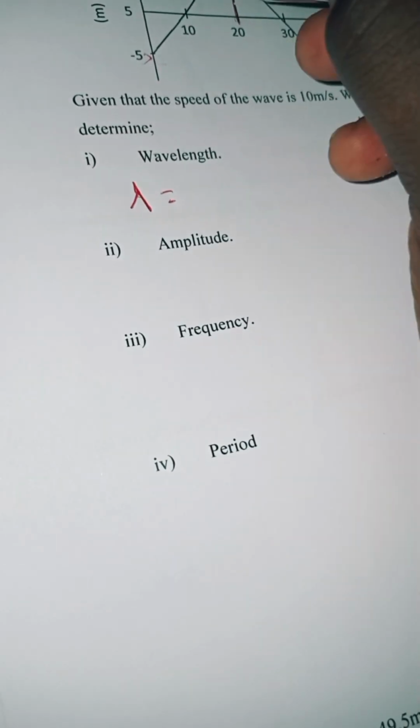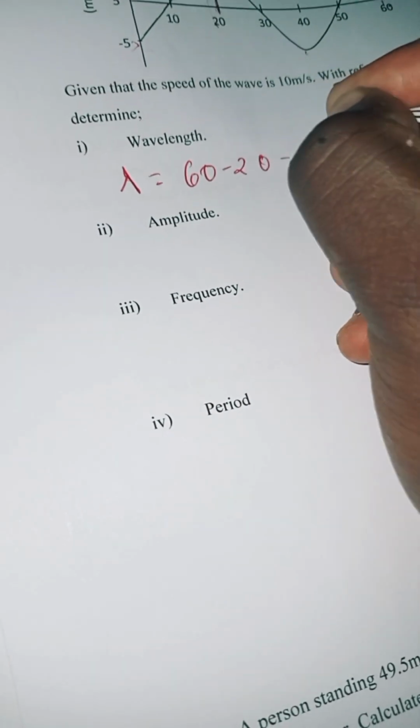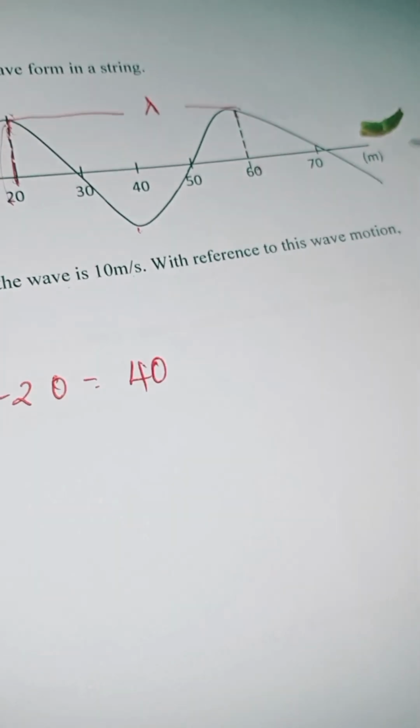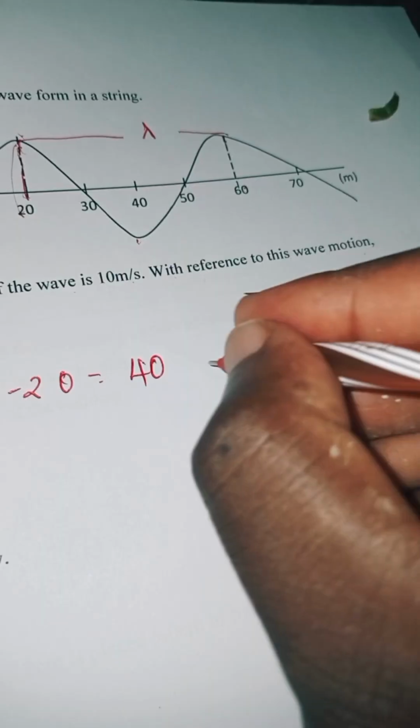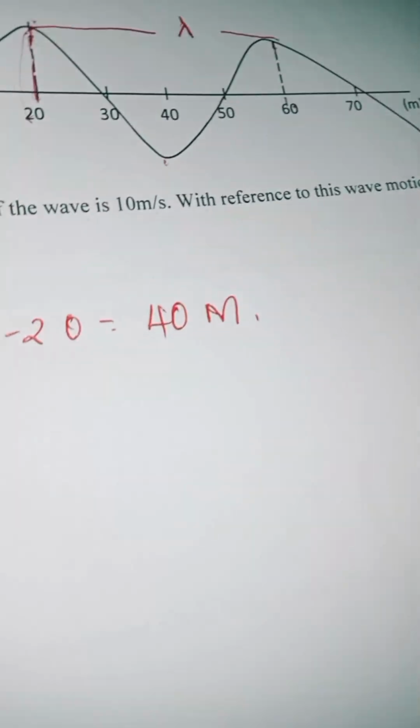Lambda is always equal to, from here 20 to here 60. So 60 minus 20 gives you 40. Always write the SI unit. As you can see here, the SI unit is meters. So I'll come here and write the meters.